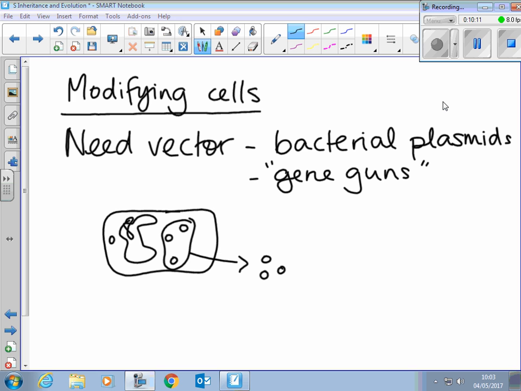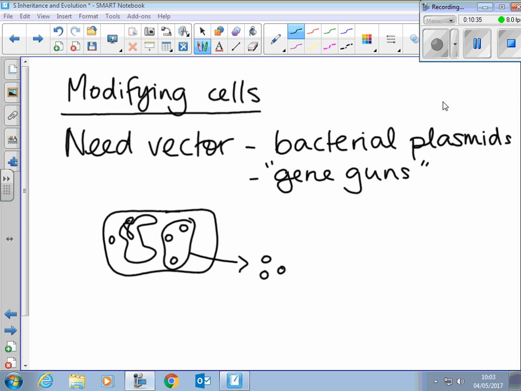Now, the next bit's quite tricky. Plasmid put into bacterium. Okay, come here, little bacterium. Open your mouth, in it goes. How are you going to do this? Well, this is a practical we used to be able to do, but it's a bit time consuming, so that's one of the things that's disappeared actually.